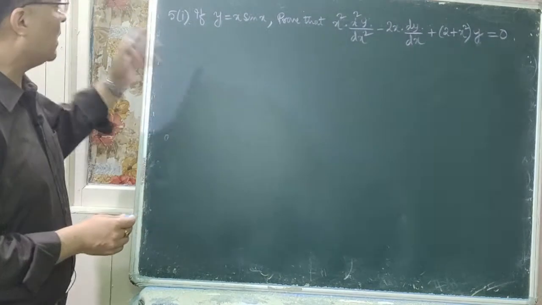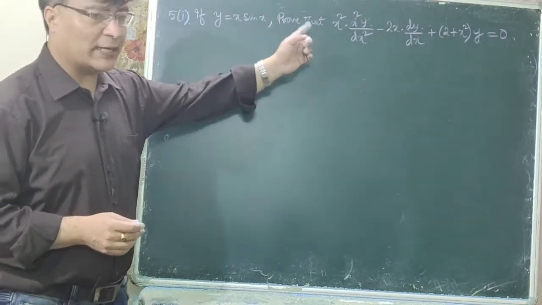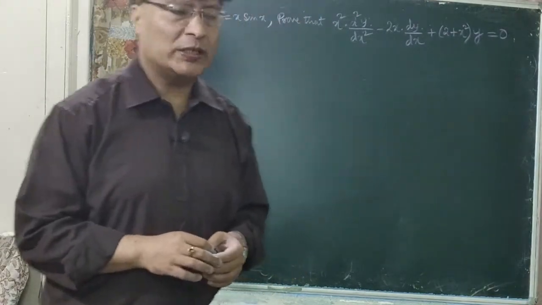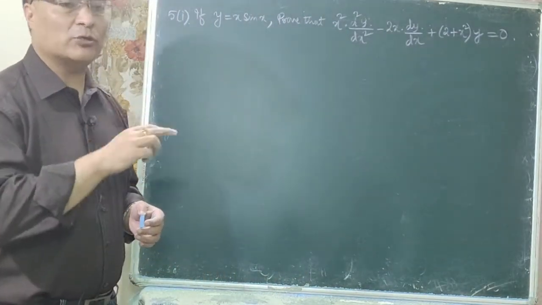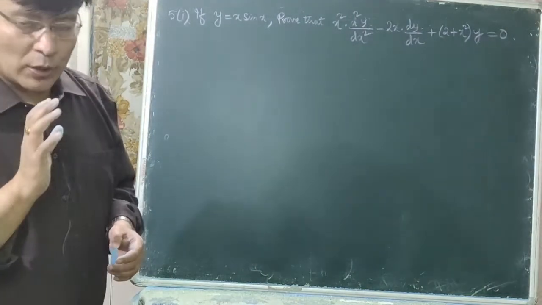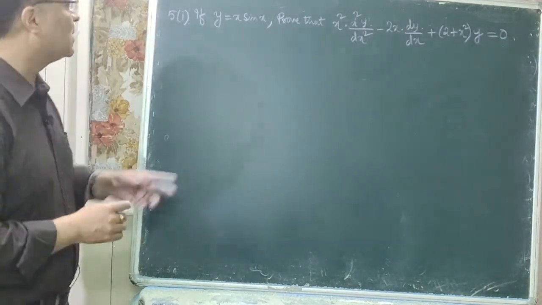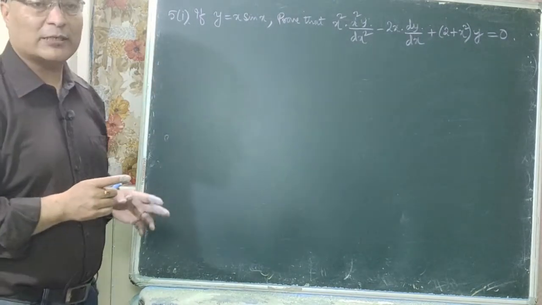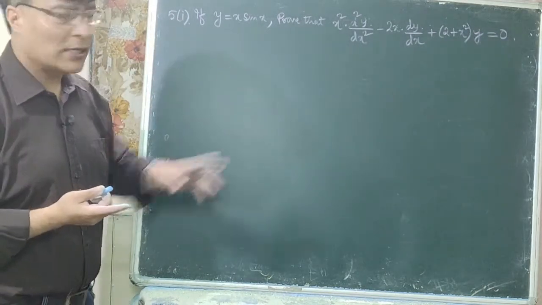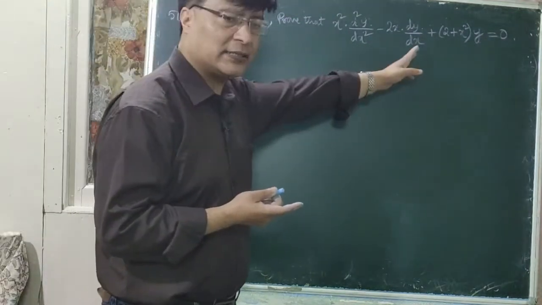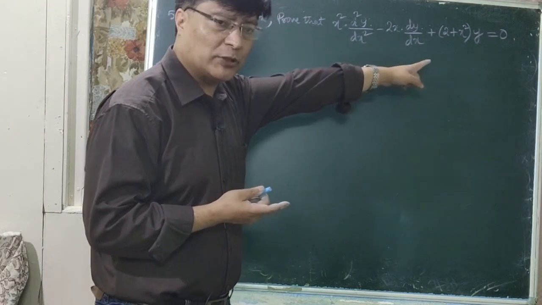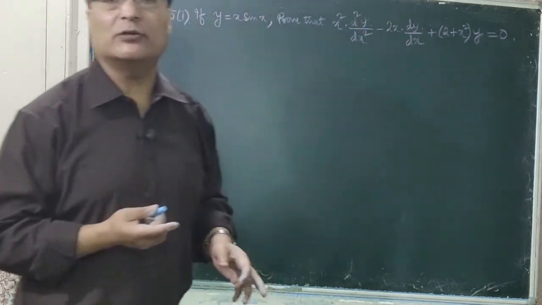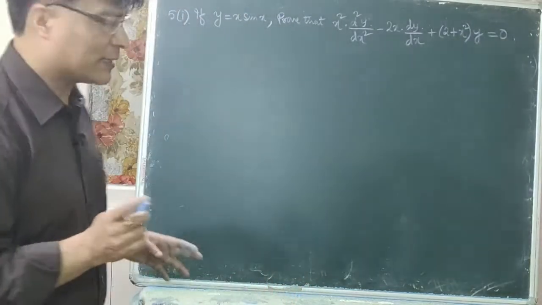Okay, so now if y is equal to x sin x, you have to prove that x square d2y by dx square minus 2x dy by dx plus within bracket 2 plus x square bracket close into y is equal to 0. So how will you prove it? In this case, first you find dy by dx and then find out d2y by dx square by differentiating dy by dx, and put them on the left hand side including y. You have to put the value for dy by dx, d2y by dx square including y and prove that left hand side is equal to 0. Okay, is that clear now?